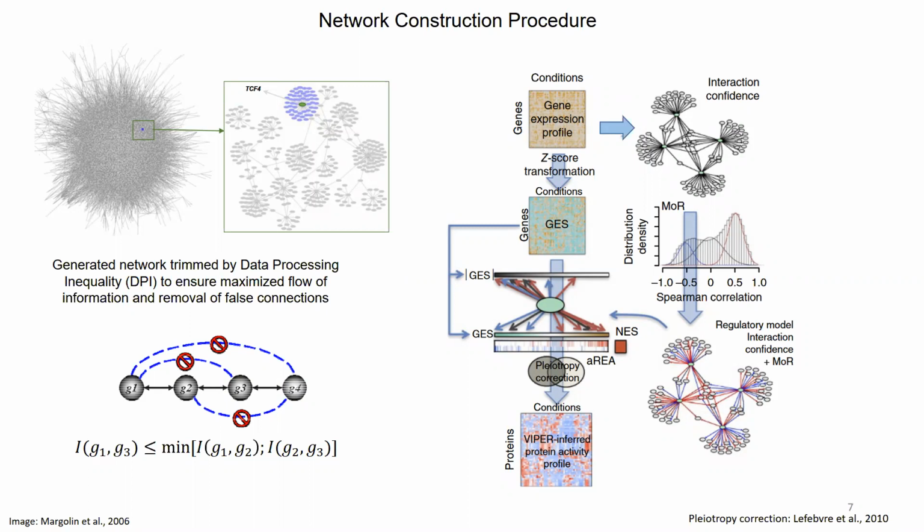Pleiotropic regulation of gene expression, which means genes being regulated by several different transcription factors, can lead to false positive results if a non-active regulator shares a significant proportion of its regulons with a bona fide active regulator. The outcome of this stage is a list of highly active master regulators for further downstream analysis.